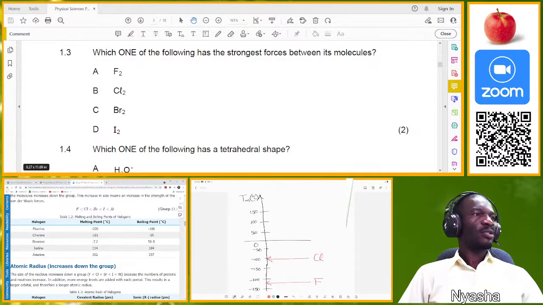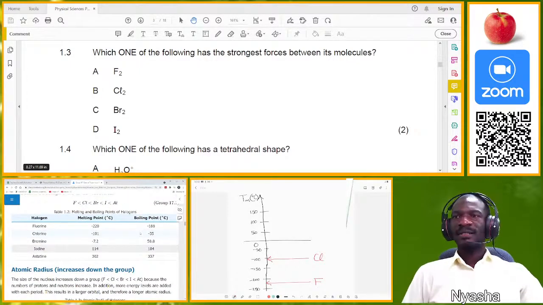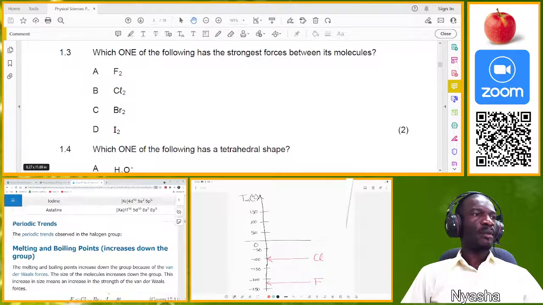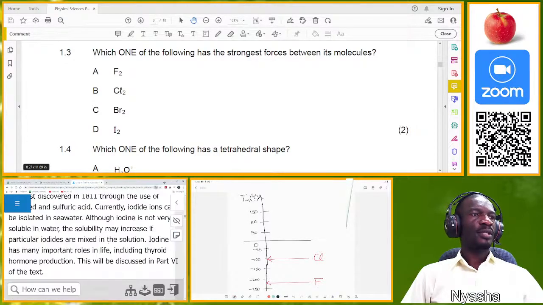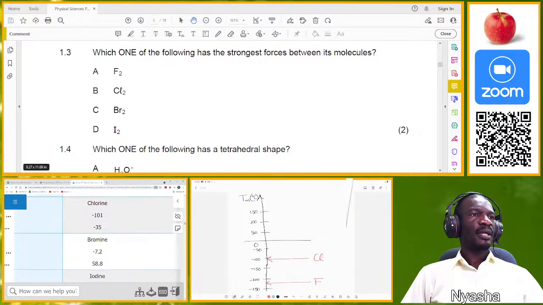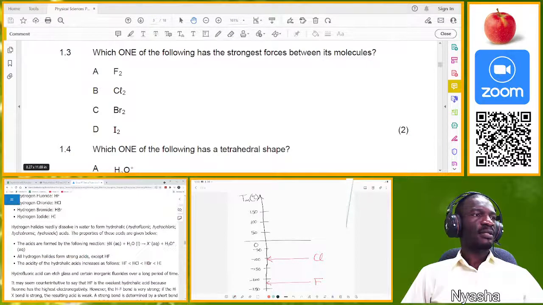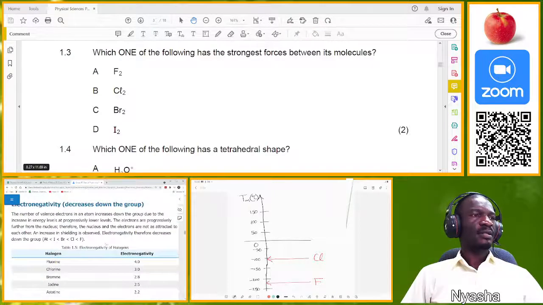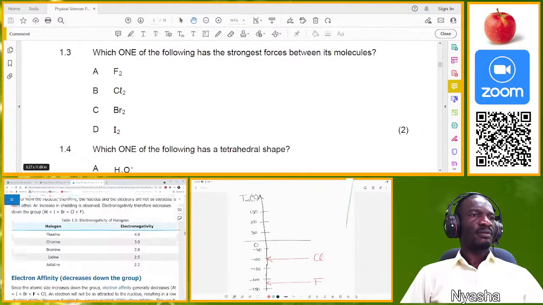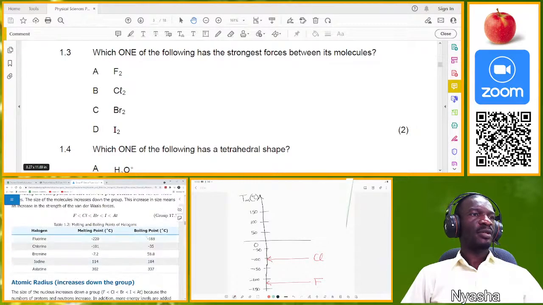Let me go back to what we had. This is what we had. Let me blow it up and make it larger so you can see. This is the best we can get. We want melting temperatures. Okay, there we go.